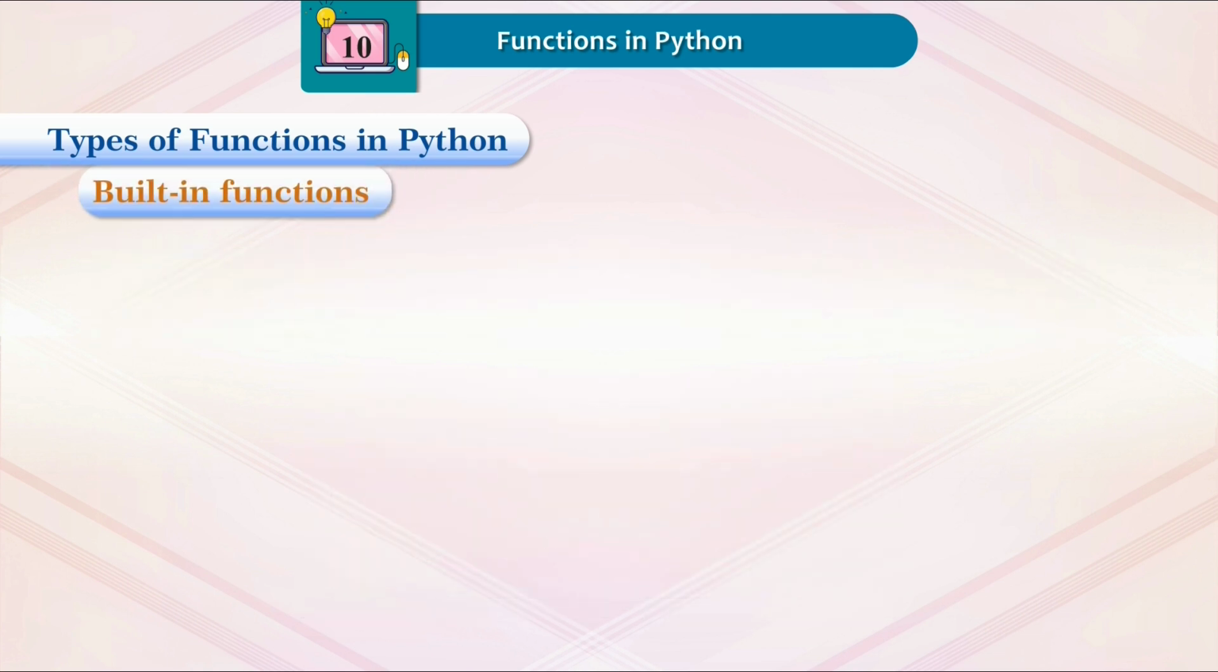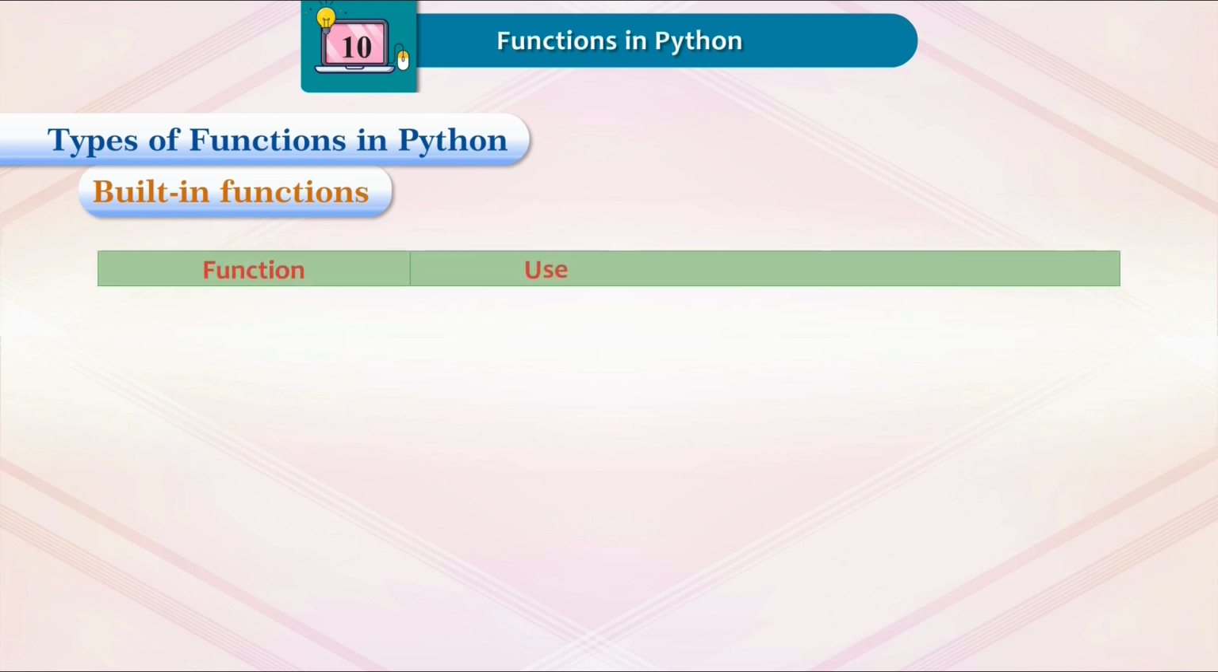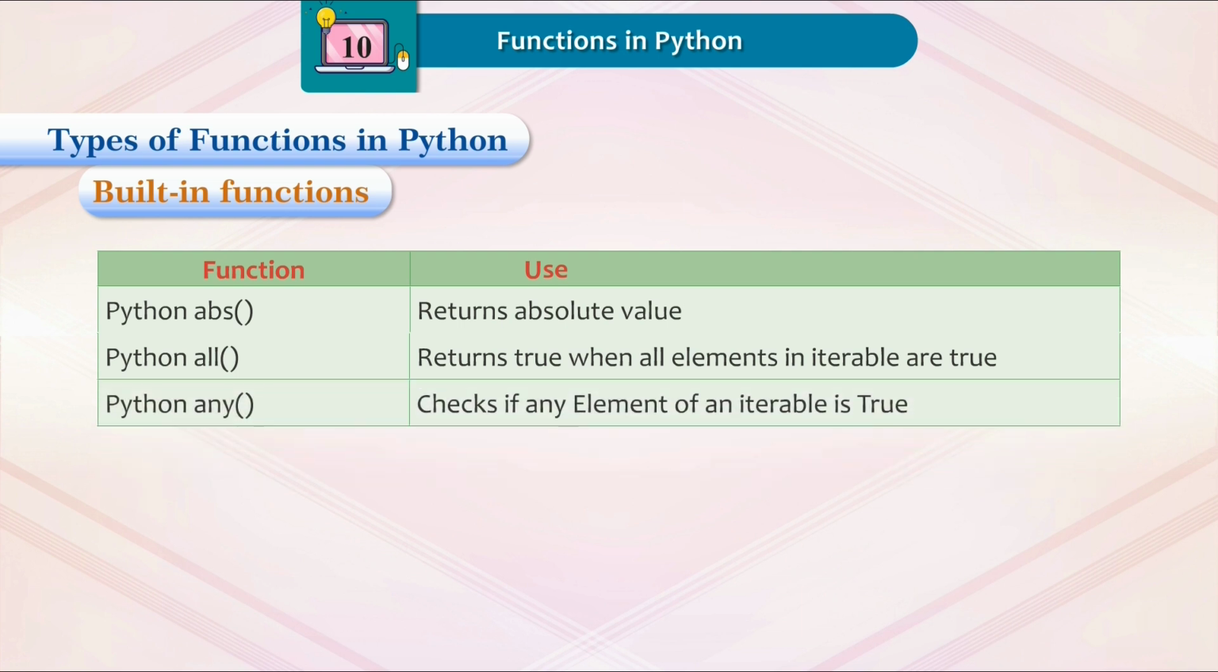Built-in functions. Python has several functions that are readily available for use. These functions are called built-in functions. Function and use: Python abs returns the absolute value. Python all returns true when all elements in an iterable are true. Python any checks if any element of an iterable is true.